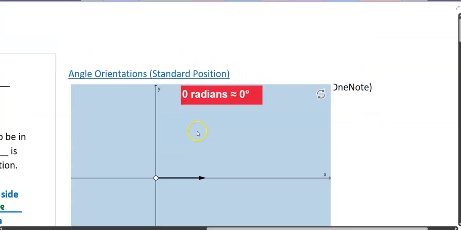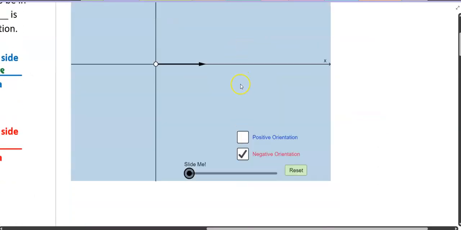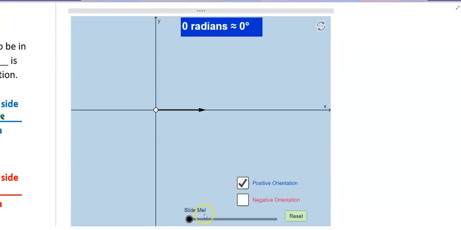Let's go to the applet to show you what that means. Okay, let's go to positive orientation, and let's go ahead and make a 90-degree angle. It's 92, but close enough. There's 90.